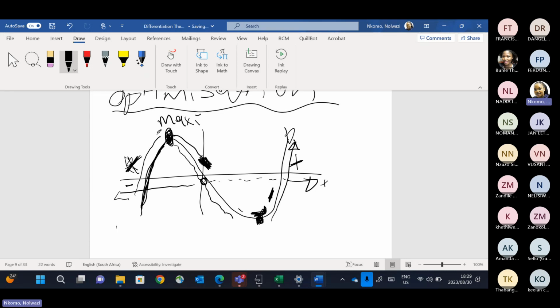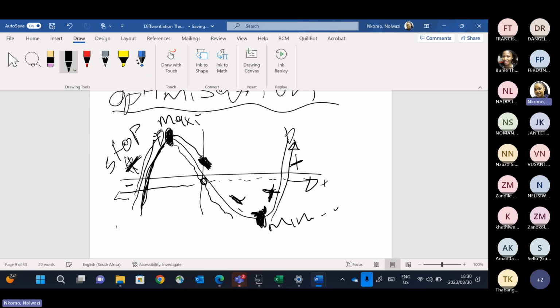And the stationary point whereby the graph is moving from negative to positive is called the minimum point. Remember, I said when the graph is increasing, we say the slope is positive. And on the stationary points, the slope will always be 0. So which means here the slope is 0 and here the slope is 0, right?